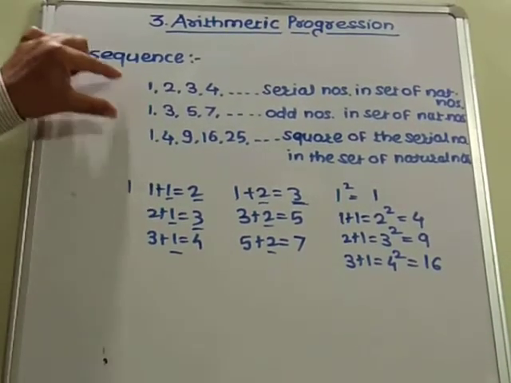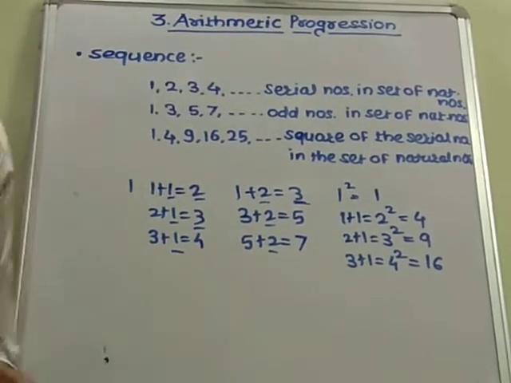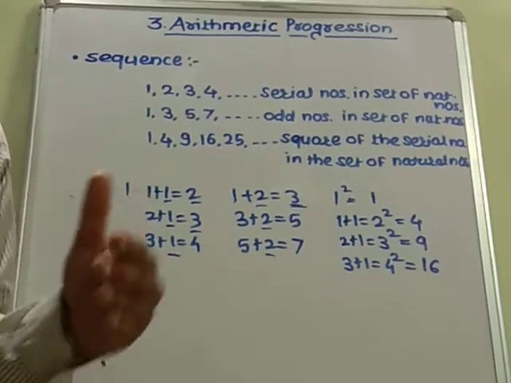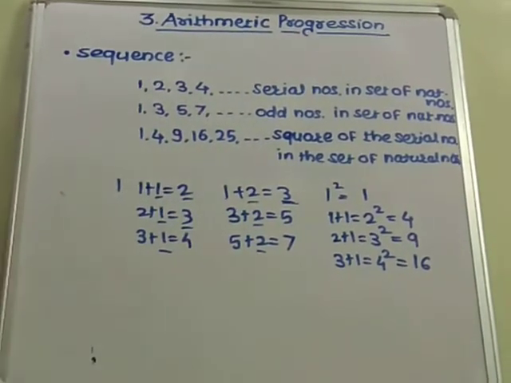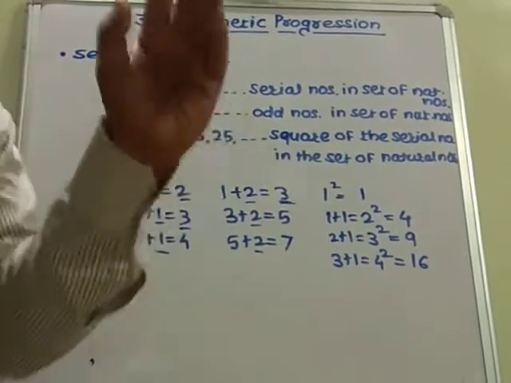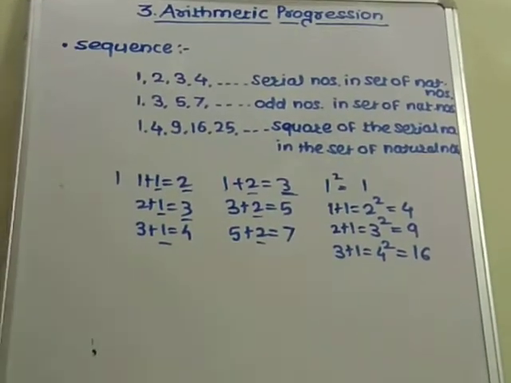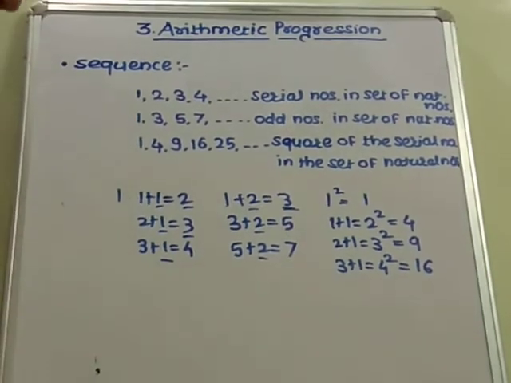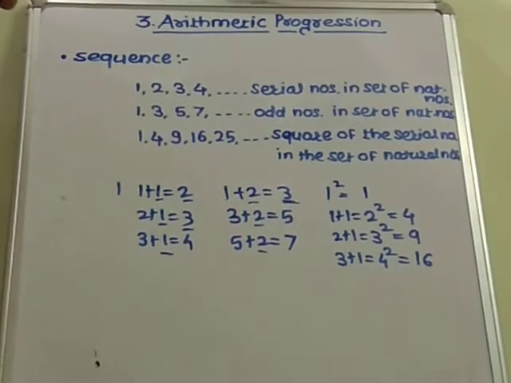So what is the sequence? A sequence is a collection of numbers arranged in a definite order according to a definite rule. Okay, is it clear to you? Okay, good.